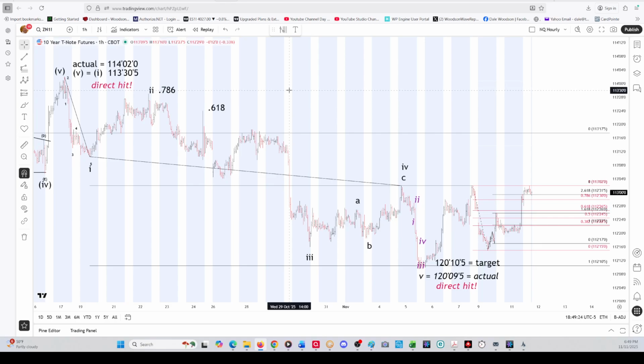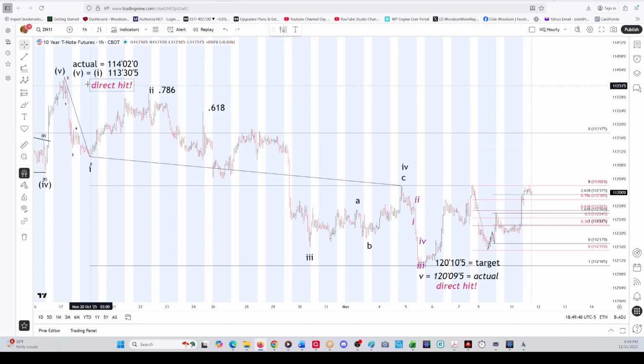Because we're in a real interesting setup here. We had a direct hit here on that high. It was within a tick or two back on October 17th. Then we had a 1, 2, 3, 4, 5. We had a target here of 120.10.5 and hit 129.5. And we've got this move up in ABC.